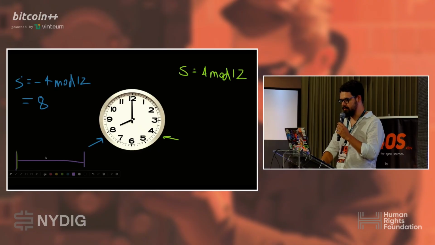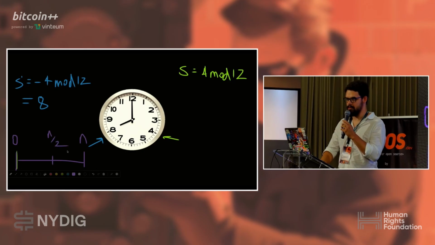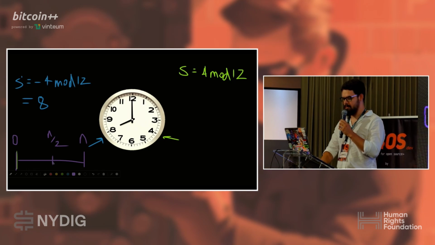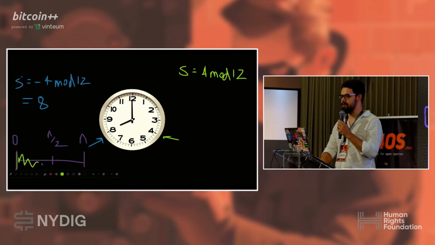Let's say we have this field here from 0 to n. We get the half of this value, which is n by 2 here. So that's half of this field. My signature, to be valid, must be in this range here. If it's an 8 in this example, it will be sitting kind of here, and then it's invalid.